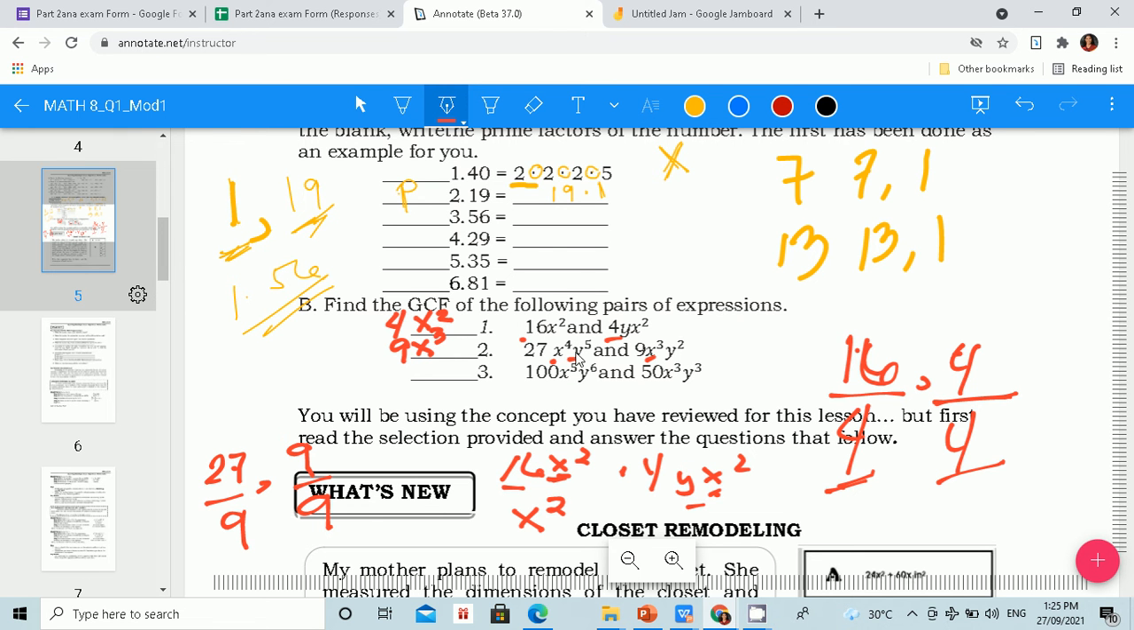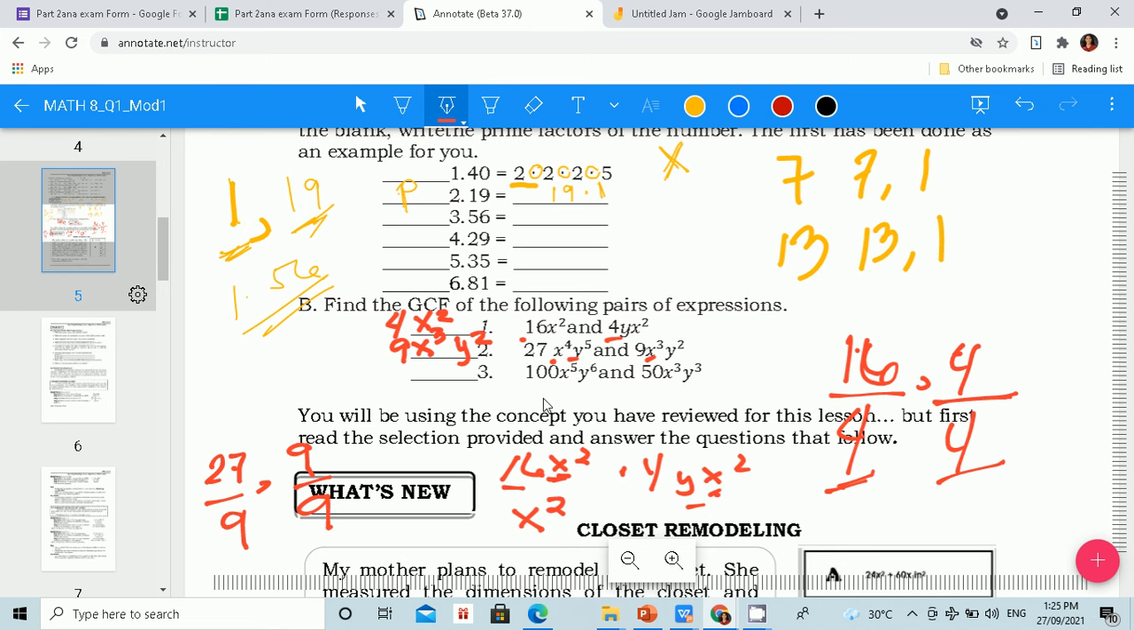And then, what about y? Where do we get y? Oh, there is y to the 5th, so 5 y's. And the other has 2 y's. So, what is their common? The y squared. So, that is our GCF. Okay, I'll leave you number 3. I'll leave you number 3.